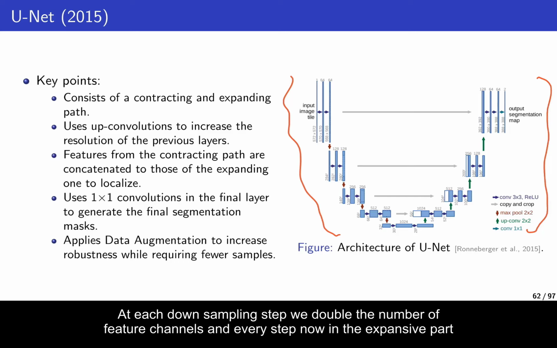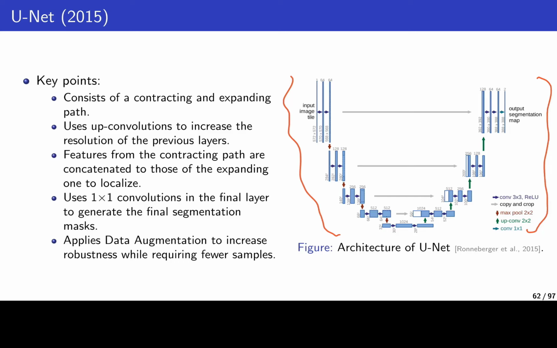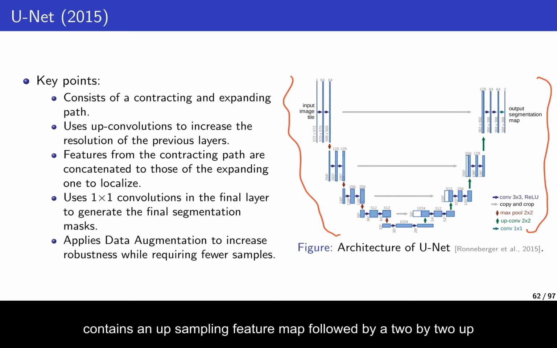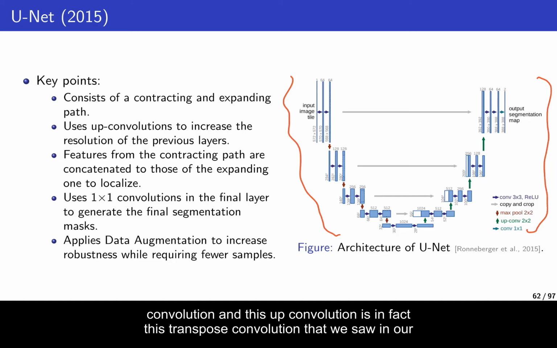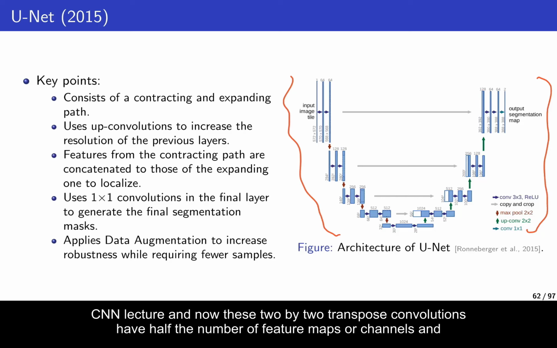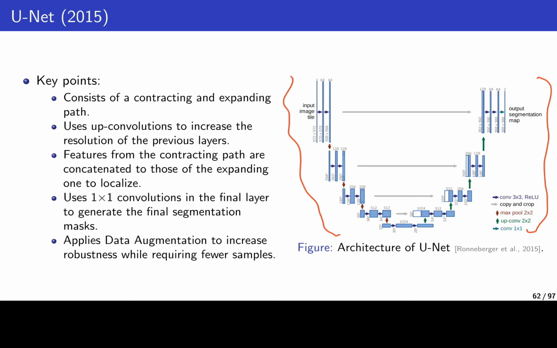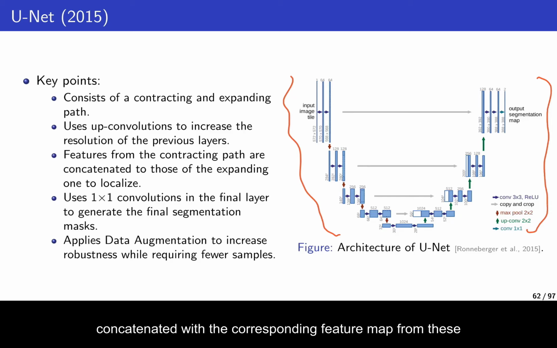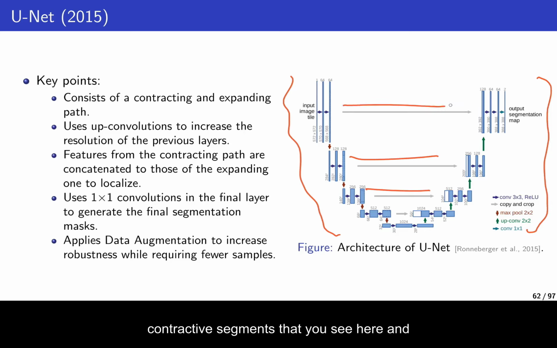Every step in the expansive part contains an upsampling of the feature map followed by a 2x2 upconvolution. This upconvolution is in fact the transpose convolution that we saw in our CNN lecture. These 2x2 transpose convolutions have half the number of feature channels, and they are also concatenated with the corresponding feature map from the contractive segments that you see here.